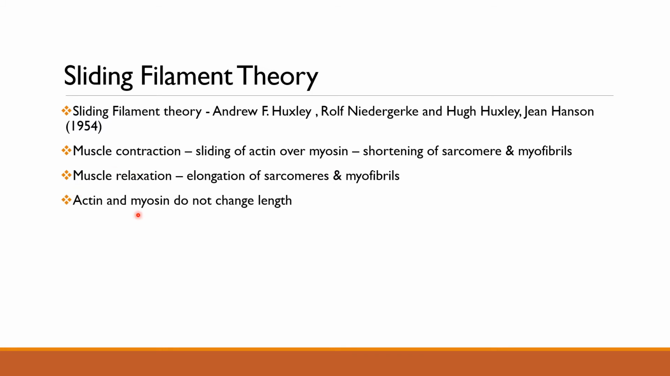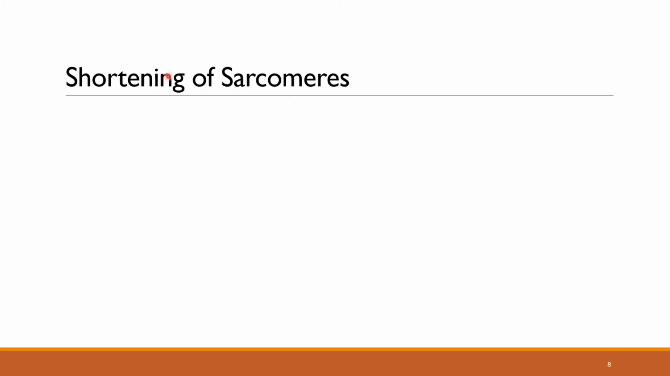So during this process, there is no change in the length of actin and myosin. The length of these two proteins remains the same. The shortening happens just because of the sliding action. And the shortening of sarcomeres which are present due to this sliding action is the one that is responsible for muscle contraction.